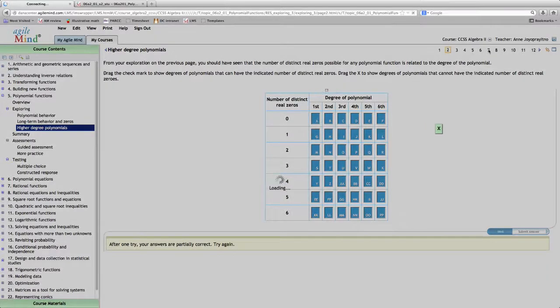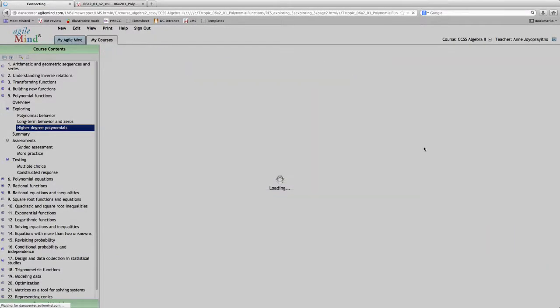Students also apply their reasoning to create functions with given conditions, such as the number of real zeros. Students connect their reasoning about zeros to the number of extreme values.